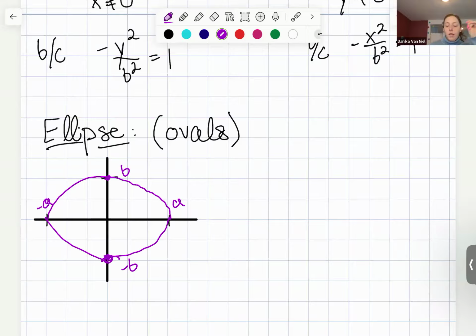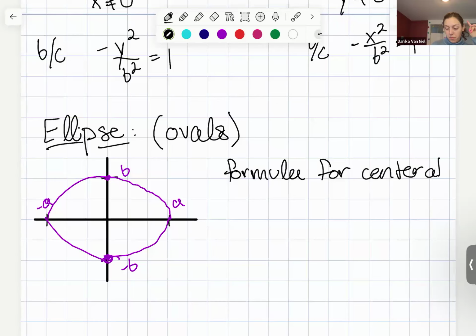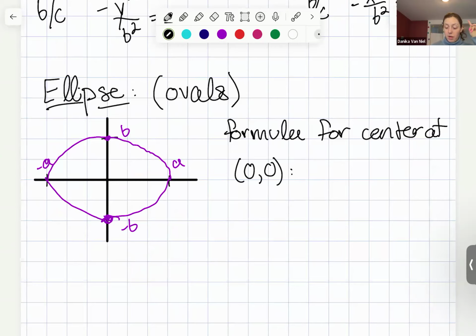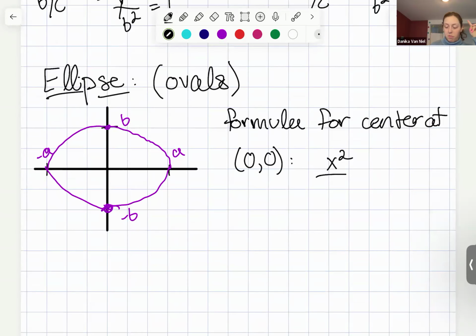Make believe. Okay. So, the formula for the center being at 0, 0. I do not expect y'all to memorize this. Well, maybe you could. If you can memorize this, that's probably going to be helpful. So it looks a lot like a hyperbola, right? But now it's just plus. Some of the hyperbola formulas.